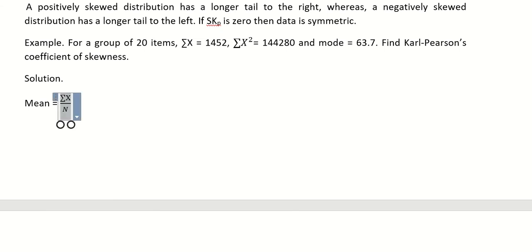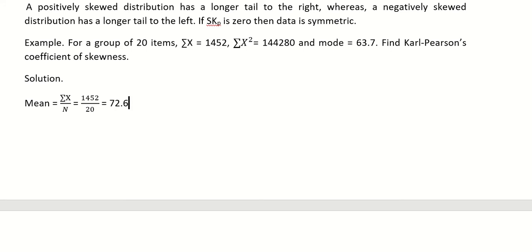The formula for mean is summation of x divided by n. I have all the values with me, so I will just apply the values. Here n is 20, we have 20 observations, and summation of x is 1452. What is the value of mean here? If we calculate it, we will get 72.6. So we have calculated the mean.